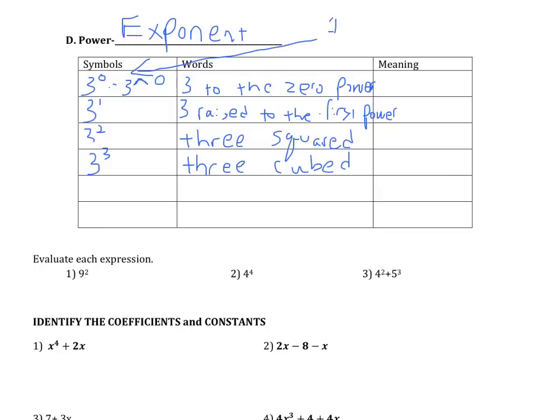Now, there's a key point to this. Anything raised to the 0 power is 1. Anything. So that one actually equals 1.